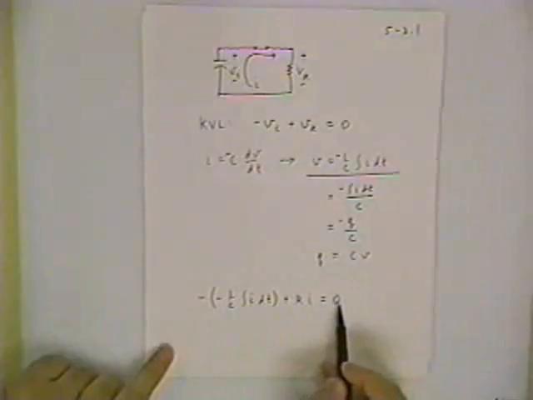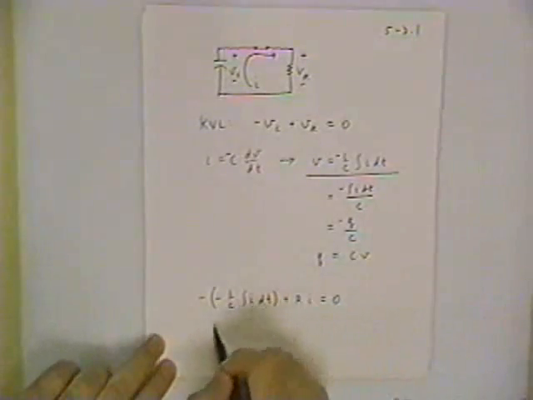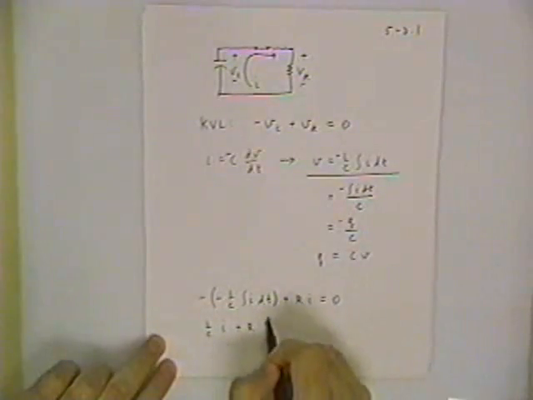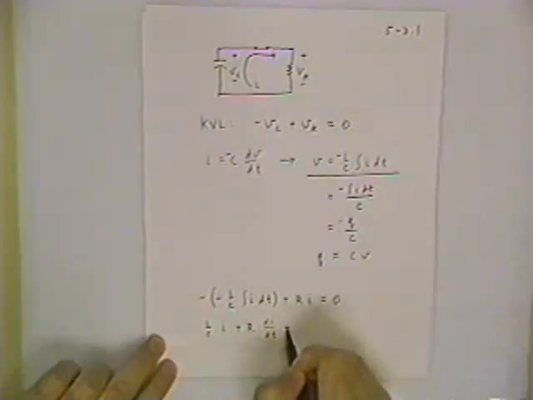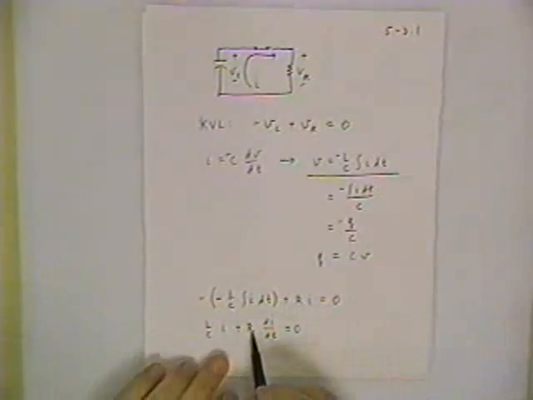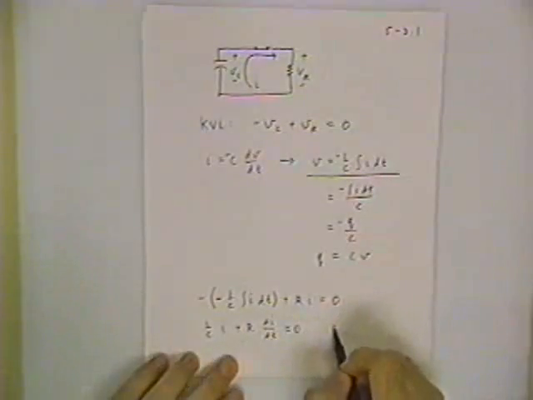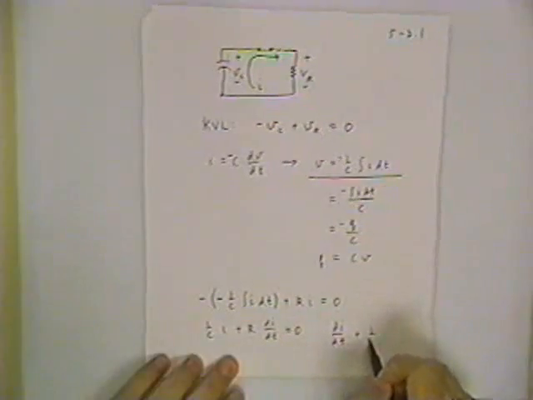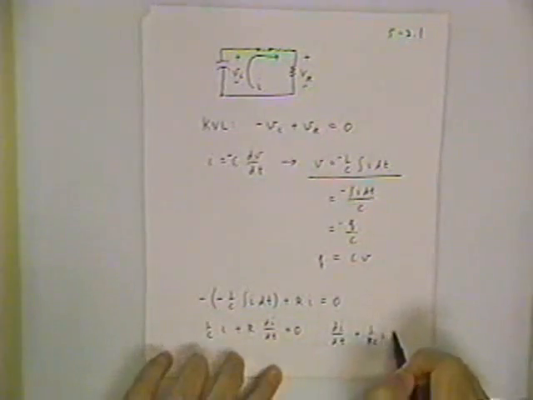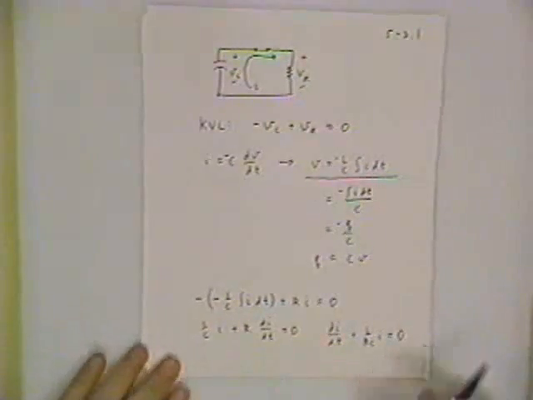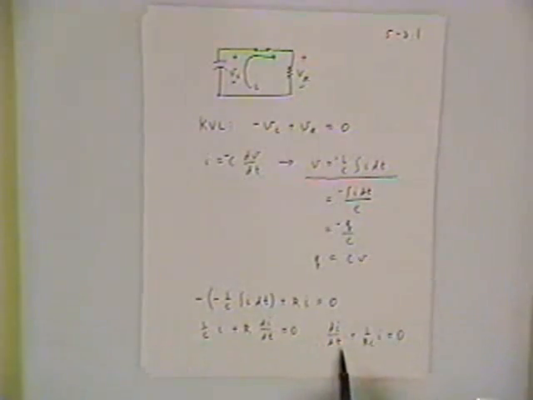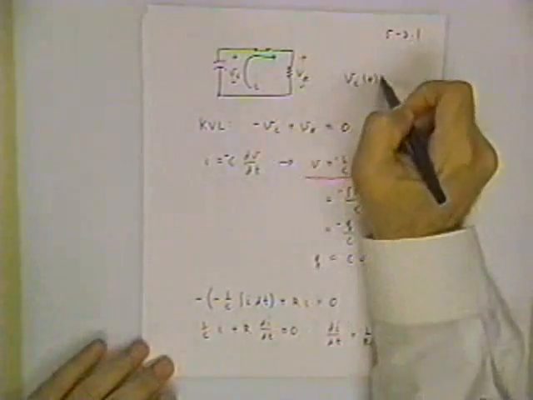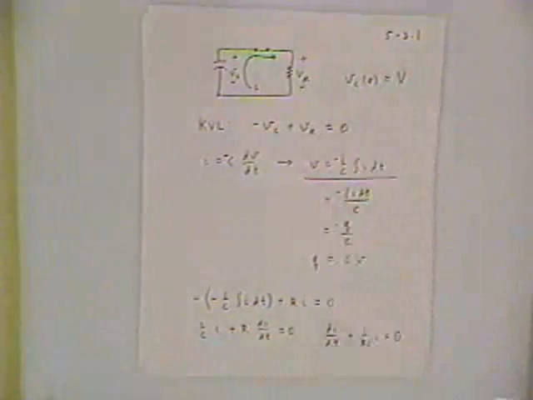And now if I differentiate this expression once with respect to time, it clears the integral. And if I simply divide through by R and rearrange terms, I get a standard differential equation, di/dt plus 1 over RC times I equals 0. Now that's the differential equation we want to solve, subject to the initial condition, which we know from having looked originally at the circuit, Vc of 0 is equal to V.